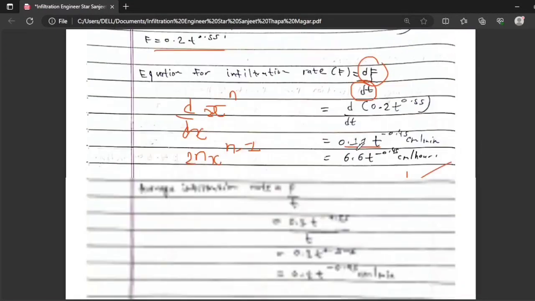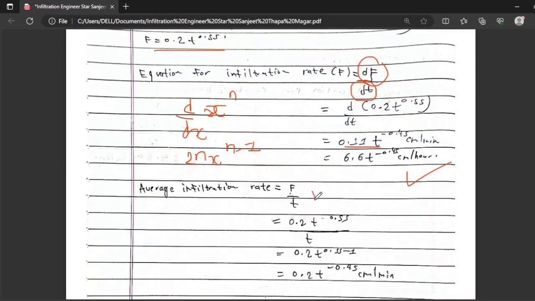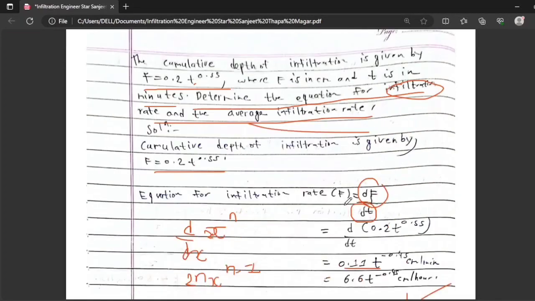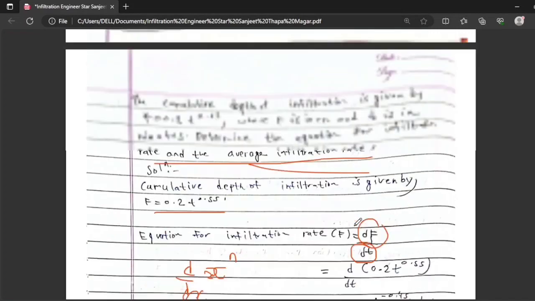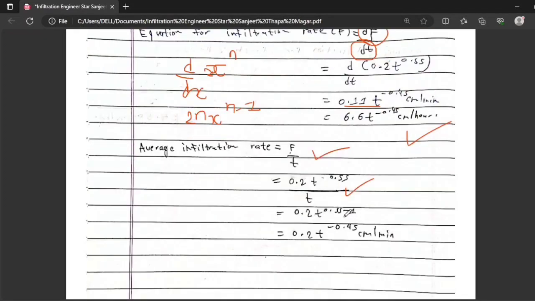The average infiltration rate is F divided by t. F is 0.2 t power 0.55 divided by time. So 0.2 t power 0.55 minus 1 is t power minus 0.45 centimeter per hour.